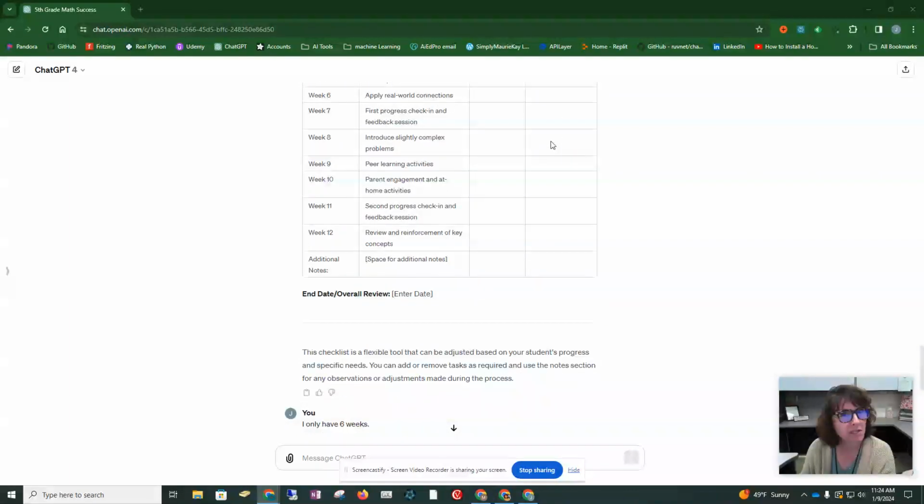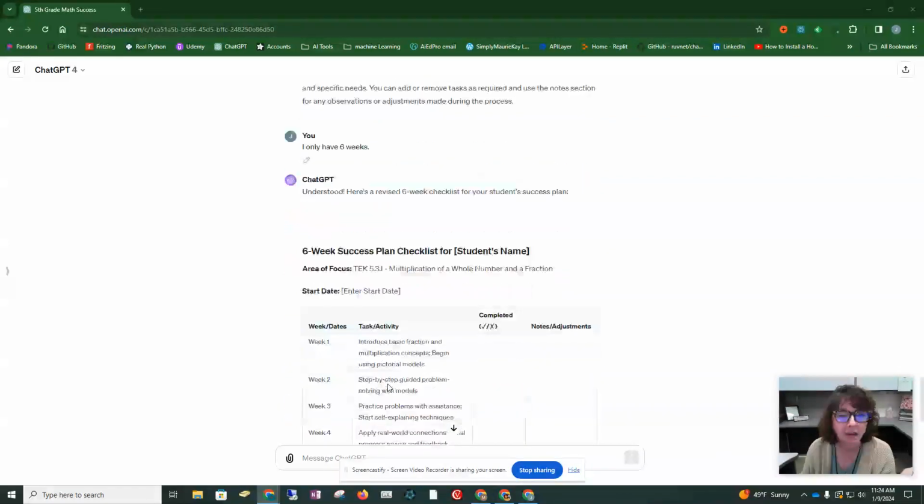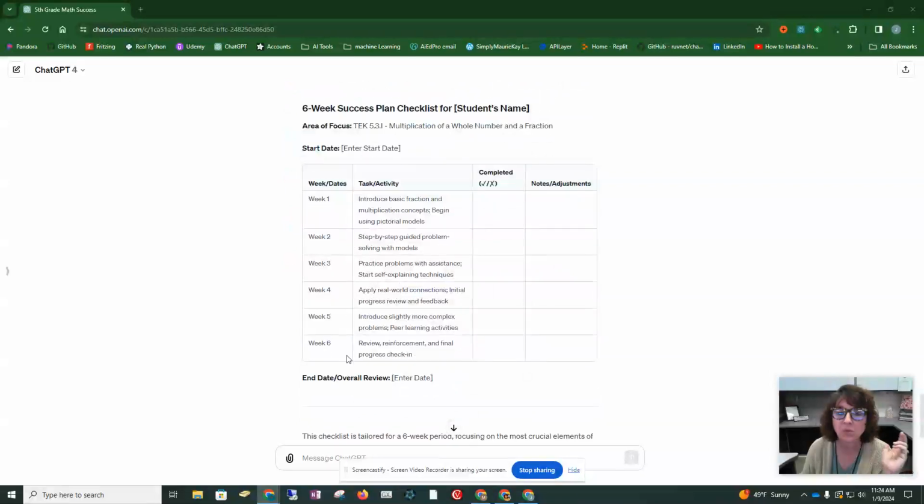What if I don't have 12 weeks? I went ahead and I tweaked it again. I only have 6 weeks. Absolutely. It gave me a 6-week plan.